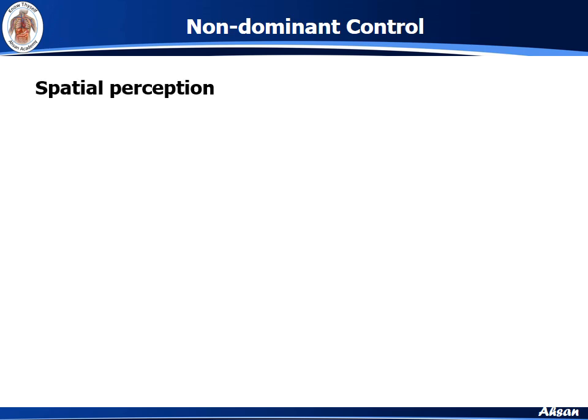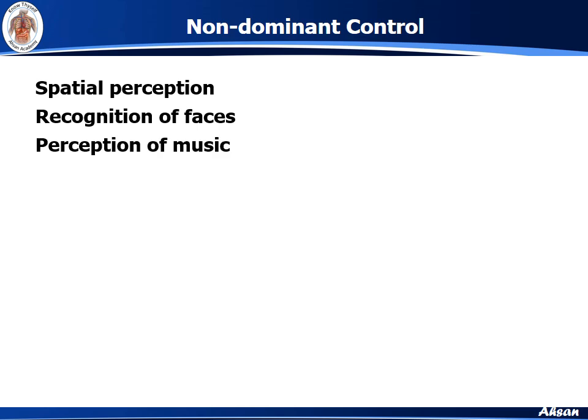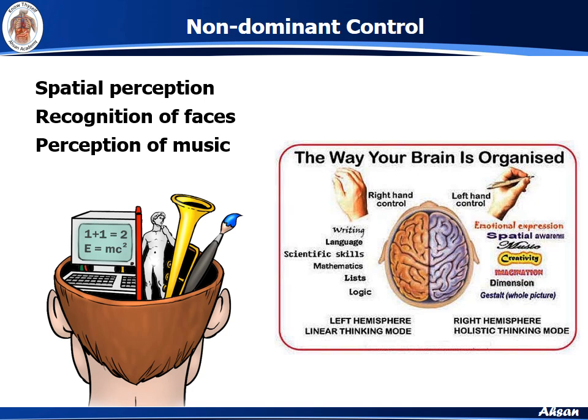It gives the three-dimensional view. The spatial perception is done by the non-dominating hemisphere. This is responsible for recognition of the face with emotion. It is responsible for perception of music. All this is done by the right side.